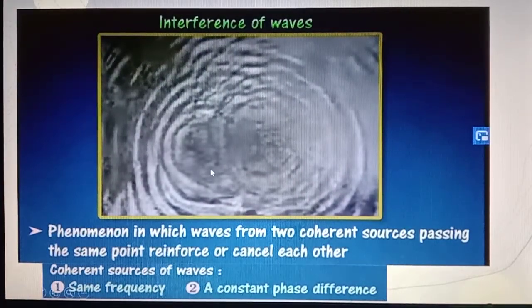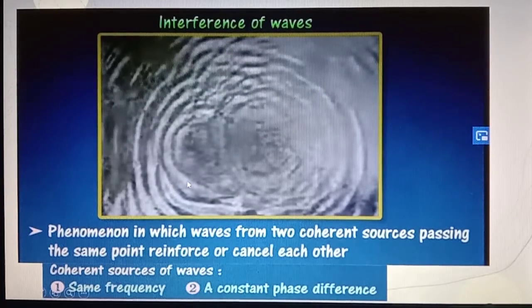Okay, we look at the surface of water. If you drop two stones at the same time, what happens to the surface of water? You can see it will form a pattern like this at the surface of water. The pattern formed is actually due to the waves that interfered or superposed, which causes a resultant wave. So this pattern is formed by the phenomenon of interference of wave.